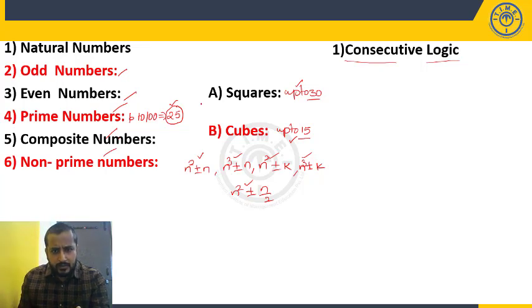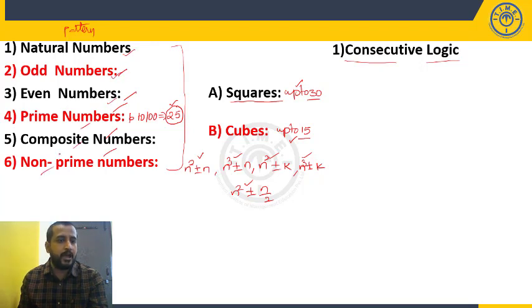Or the question may be directly squares. But squares of natural numbers or odd numbers, squares of even numbers, prime number squares, composite number squares, non-prime number squares. Maybe cubes of natural numbers or odd numbers or even numbers or prime numbers or composite or non-prime numbers. We have only this scope, right? The numbers can be classified into only these ways: natural, even, odd, prime, composite, non-prime. So you should try to recognize the pattern.